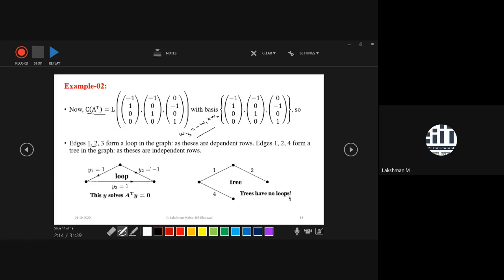So that's why you are getting a loop, and the corresponding multiple is coming in the basis of what? It is coming in the null space of A transpose. So you can see this in the loop structure.